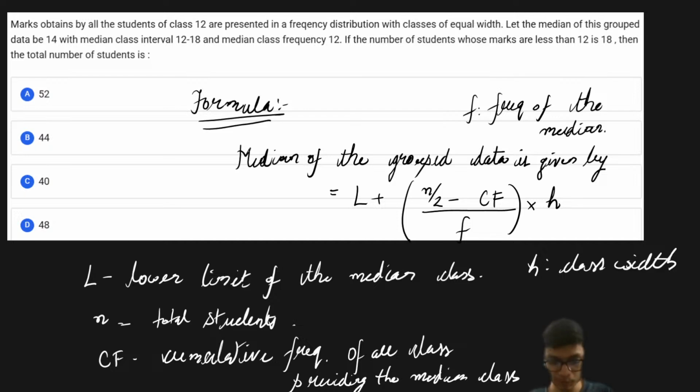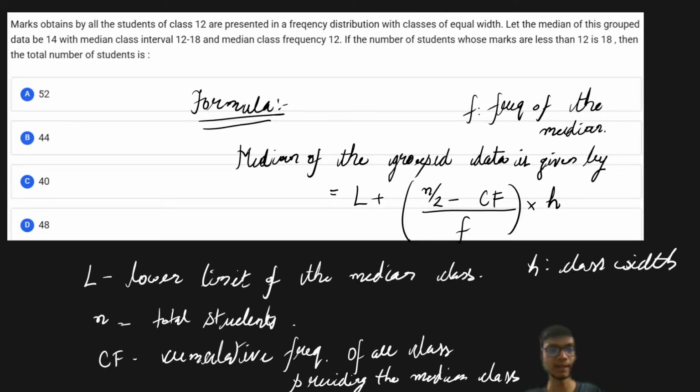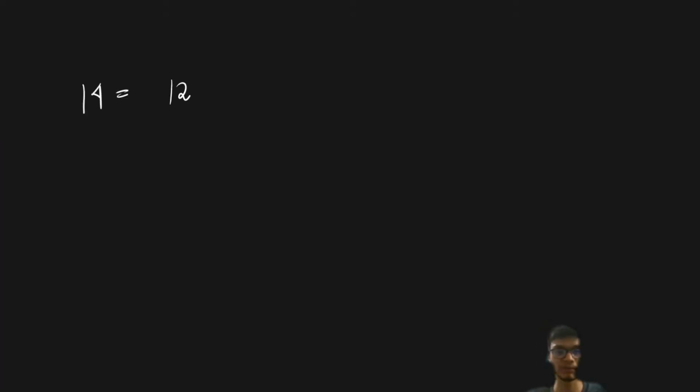It is said that the median is equal to 14. The class width is equal to 18 minus 12, that is 6. So let us plug in all those values in this equation. Median is 14, which equals the lower boundary of the median class, 12, plus n upon 2 minus cumulative frequency.